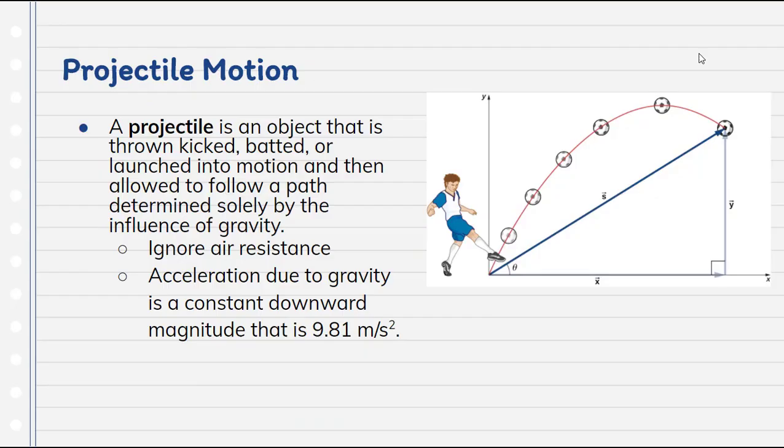Let's move on. So in relationship with all of this is projectile motion. Now a projectile is an object that is thrown, kicked, batted, or launched into motion and then allowed to follow a path determined solely by the influence of gravity. In this particular instance, we're going to ignore air resistance, and do keep in mind that acceleration due to gravity is a constant downward magnitude that is 9.81 meters per second squared.